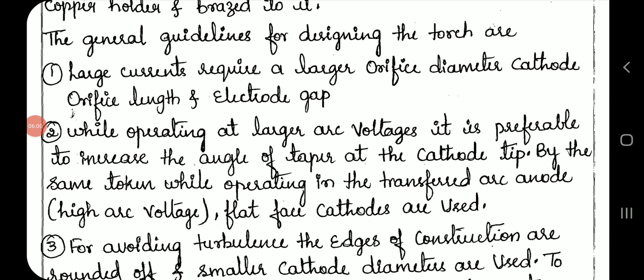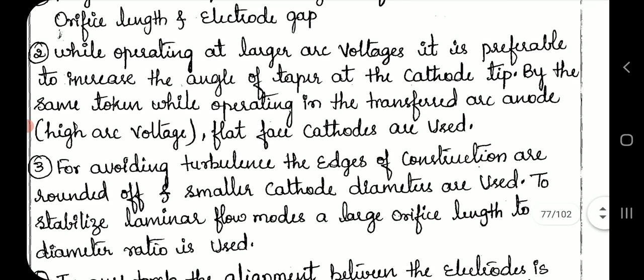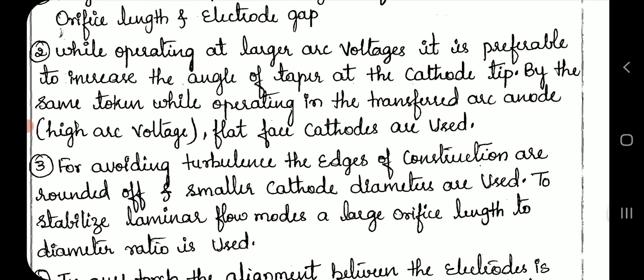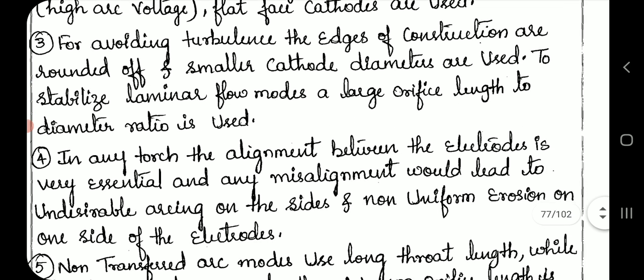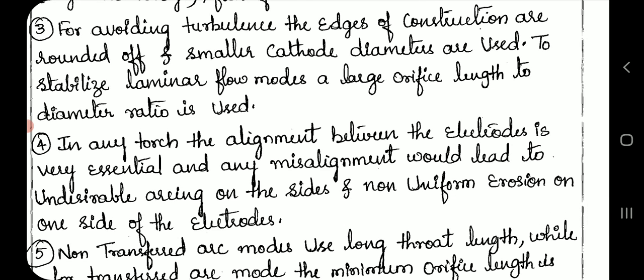for designing the torch are: large currents require a larger orifice diameter, cathode, orifice length, and electrode gap. While operating at larger arc voltages, it is preferable to increase the angle of taper at the cathode tip. By the same token, the same is taken while operating in the transferred arc anode. For high arc voltage, flat face cathodes are used. For avoiding turbulence, the edges of the constriction are rounded off and smaller cathode diameters are used. To stabilize laminar flow modes, a large orifice length to diameter ratio is used.